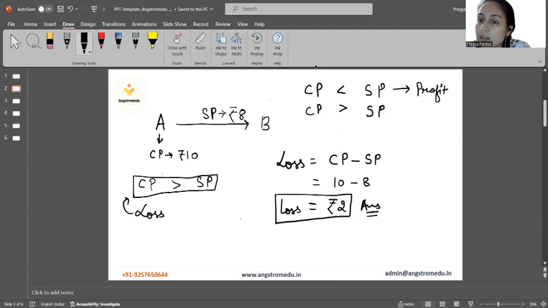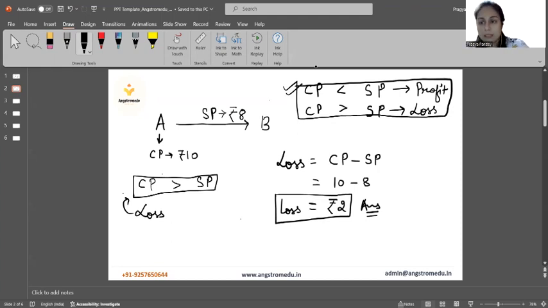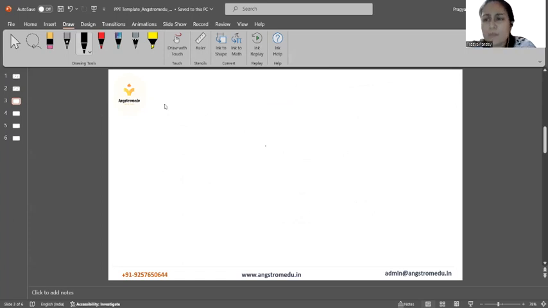a good profit. Now, in this case, where cost price is greater than the selling price, we can say a person has incurred a loss of rupees 2 in our example. I hope it is clear to you. Basically, when selling price is greater than the cost price, it is a condition of profit. And when cost price is greater than the selling price, it is the condition of loss. All right. So let's solve some questions based upon profit and loss only.